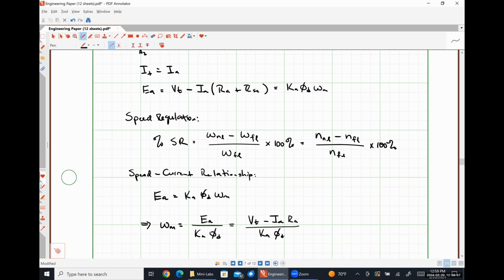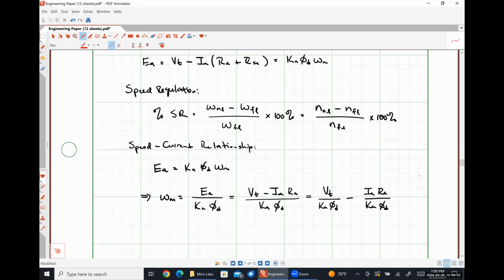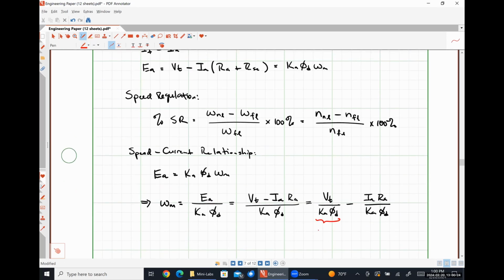KA phi D. And I'm going to separate this out as VT over KA phi D minus IA RA over KA phi D. And the reason why I split those up is because this term right here is actually our no load speed. And that's all I wanted to talk about.